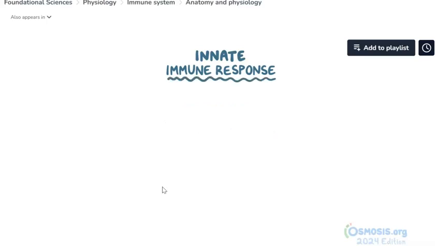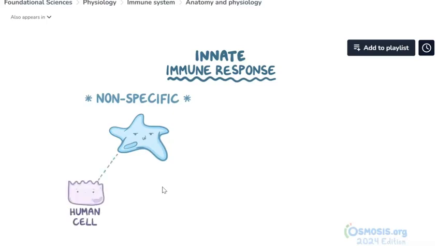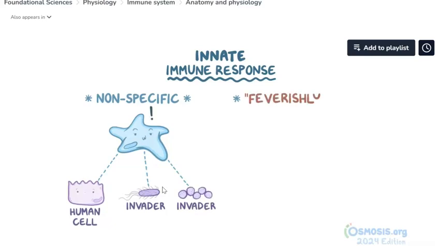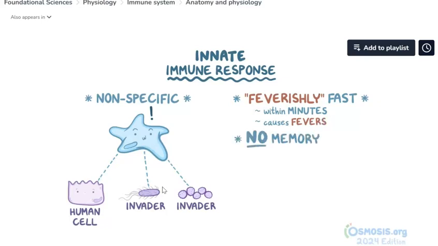The innate immune response includes cells that are nonspecific, meaning that although they distinguish an invader from a human cell, they don't distinguish one invader from another invader. The innate response is also feverishly fast, working within minutes to hours. Get it? Feverishly? That's because it's responsible for causing fevers. The trade-off for that speed is that there's no memory associated with innate responses. In other words, the innate response will respond to the same pathogen in the exact same way, no matter how many times it sees the pathogen.